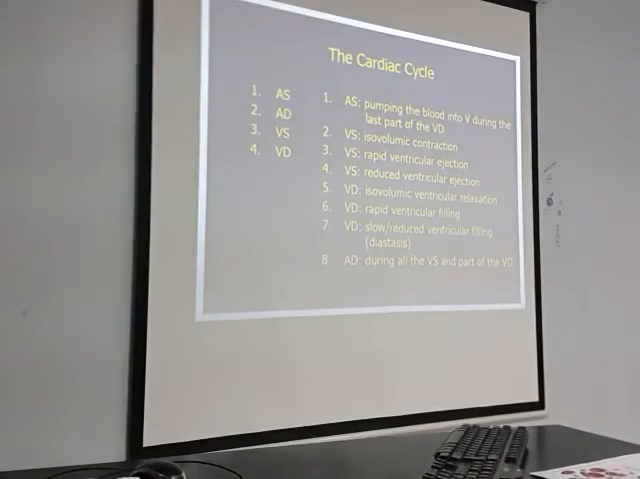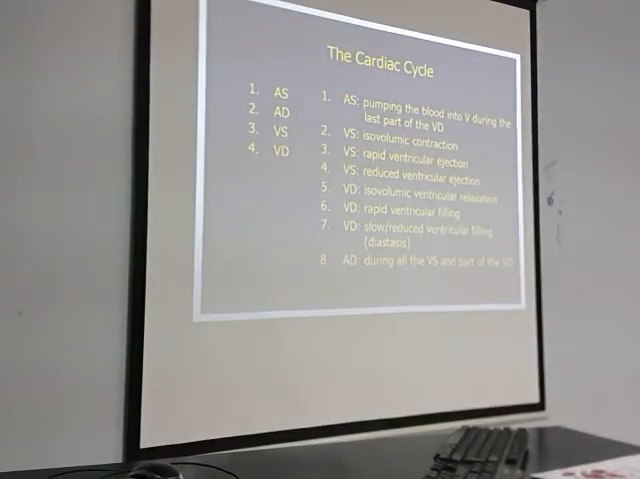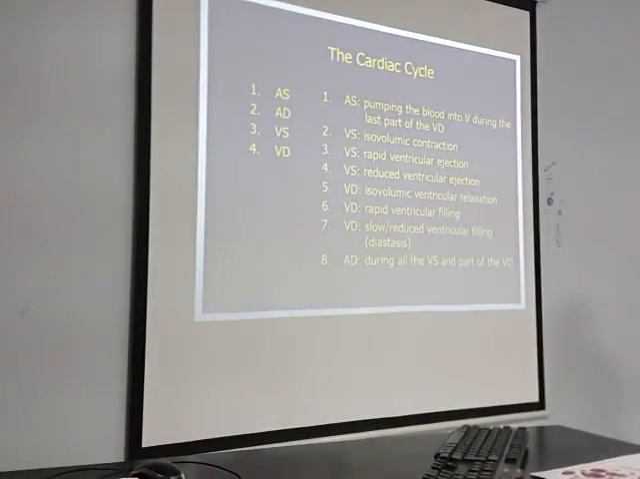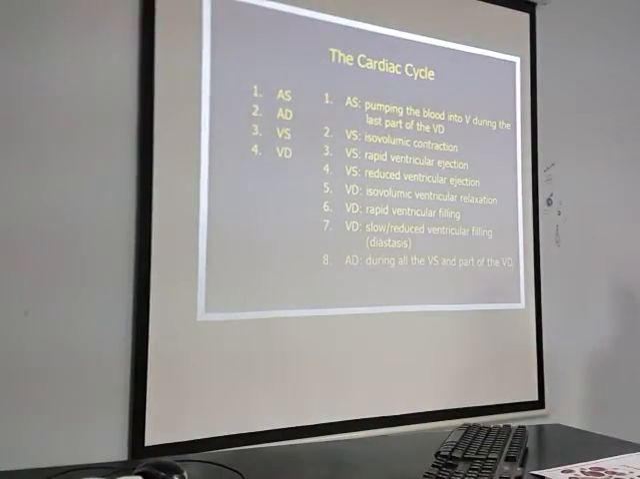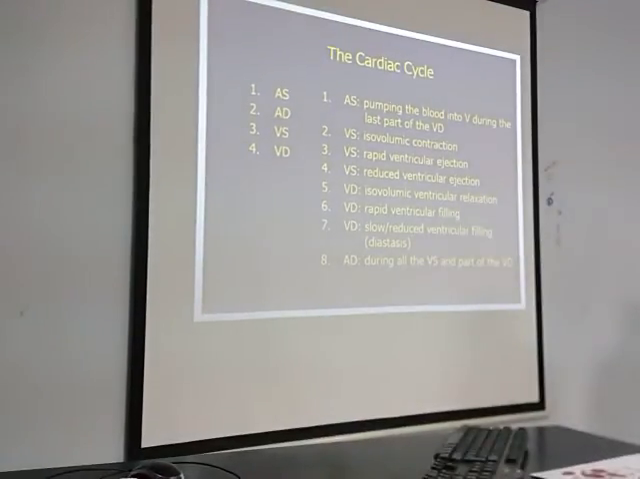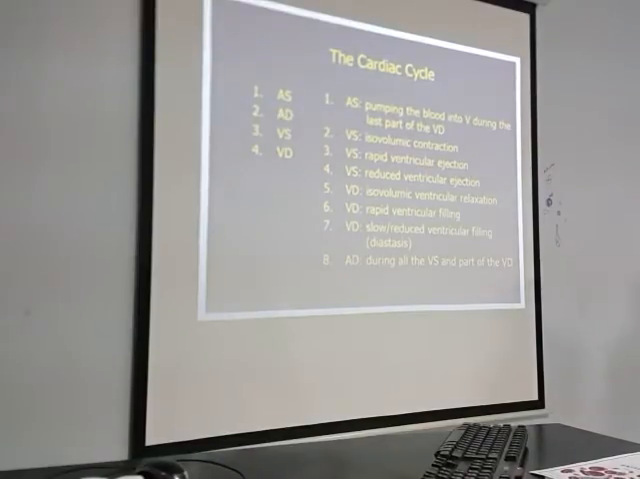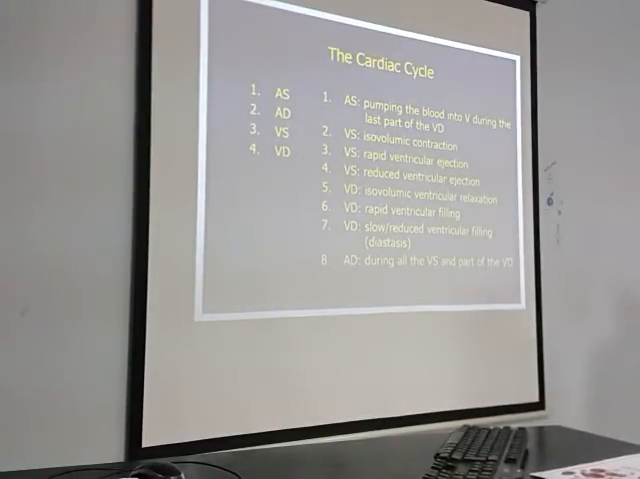Okay? Now, we have talked about that it is a cycle, so there should be a beginning point and there should be an end point. The beginning point is the beginning of the atrial contraction. So, just to briefly go through it once again, the atria contract, then the ventricles contract, atria relax. When the ventricles are contracting, atria will contract and relax. And then the ventricles will also relax.